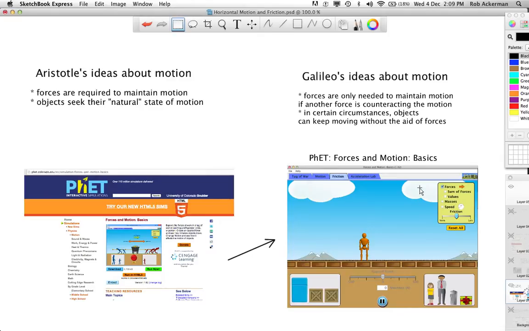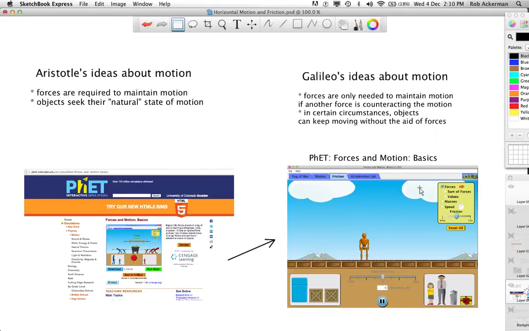Well, Aristotle looked around himself at the universe, and this is what he thought as well. Of course, he thought many other things. This is a very basic idea of what he thought. Is that correct? Is it true that objects seek their natural state of motion to be at rest, and that forces are required to maintain motion?